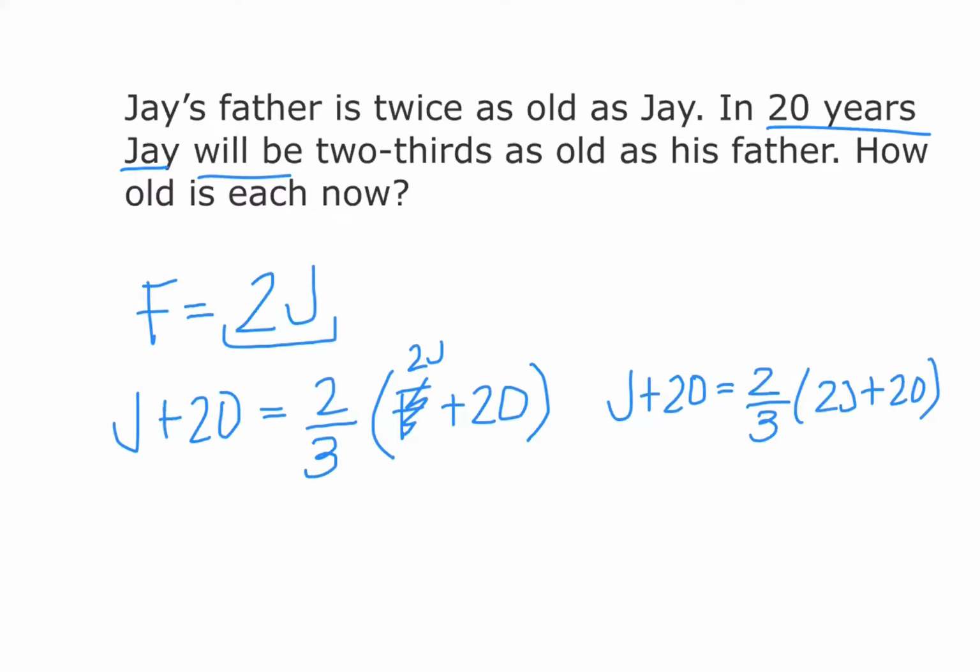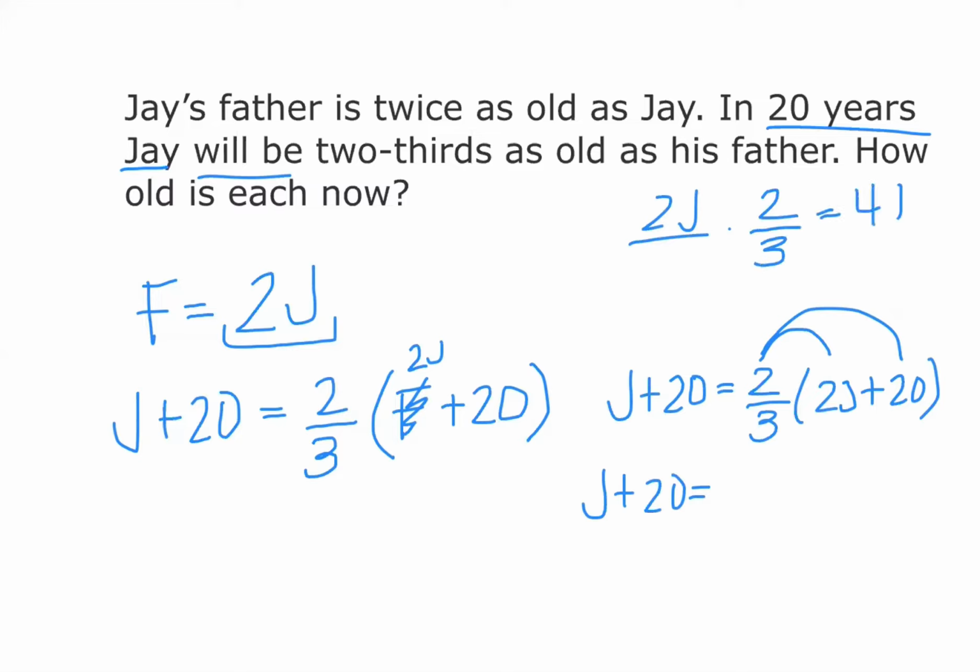So let's start multiplying here. First, I'm going to distribute. So J plus 20 equals 2J times 2/3 gives me 4J over 3. And 20 times 2/3 gives me 40 over 3.